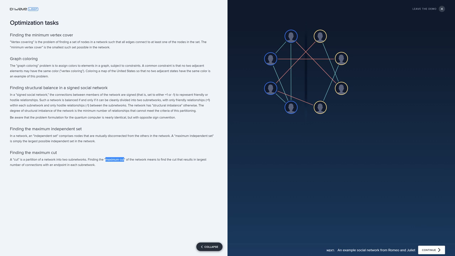Finding the maximum cut of the network means to find the cut that results in the largest number of connections with an endpoint in each subnetwork, the largest cut for every connection. This is the largest cut here, but of course divided by the friendly and the hostile ones.